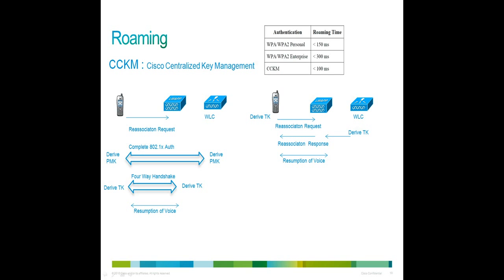Now, WPA PSK is also a fairly decent option. So if you do not have an option of using 802.1x, WPA2 PSK with AES or WPA PSK with TKIP will also provide you a pretty good roaming experience.